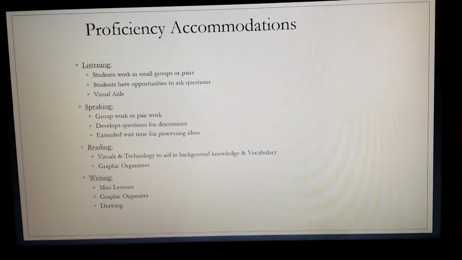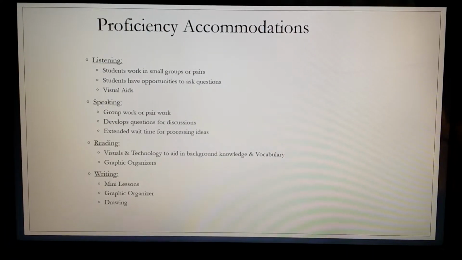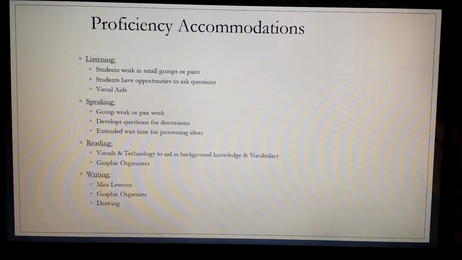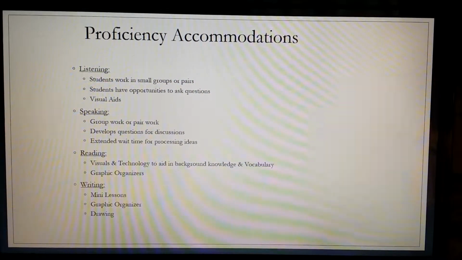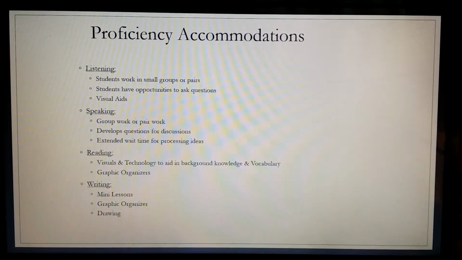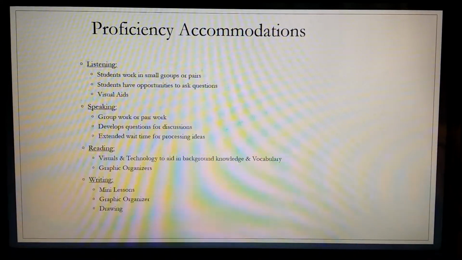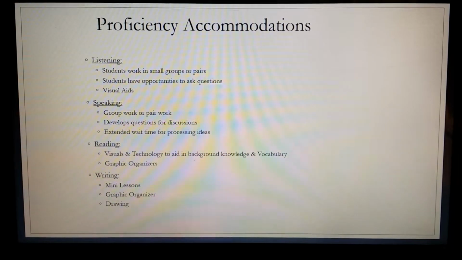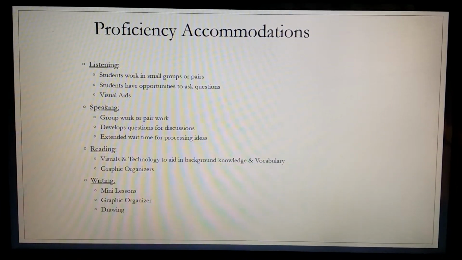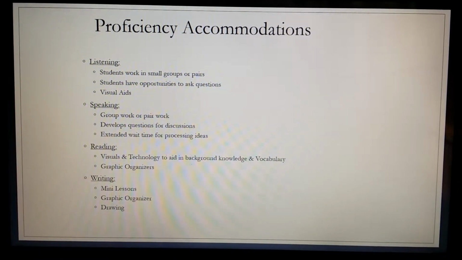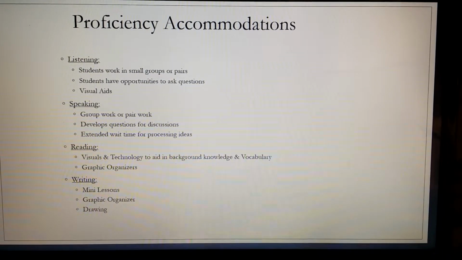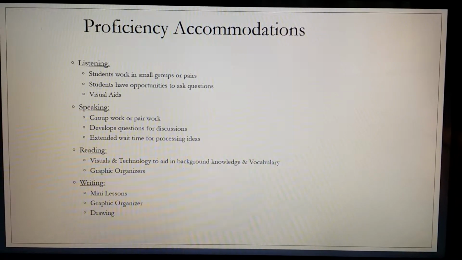The proficiency accommodations for this lesson include listening. The students will work in small groups or pairs. Students have opportunities to ask questions and visual aids. Speaking. The students work in groups or pairs. They develop questions for discussion, and there will be extended wait time for processing ideas. Reading. There are visual aids and technology to aid in background knowledge and vocabulary, and the use of graphic organizers helps with this as well.